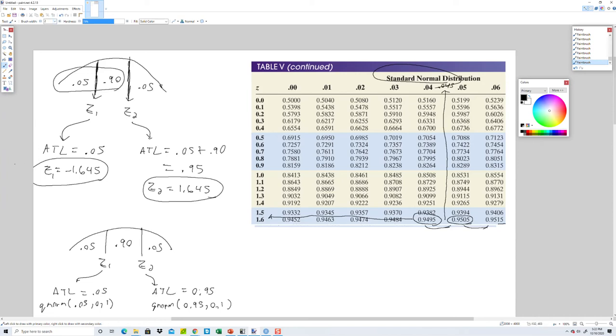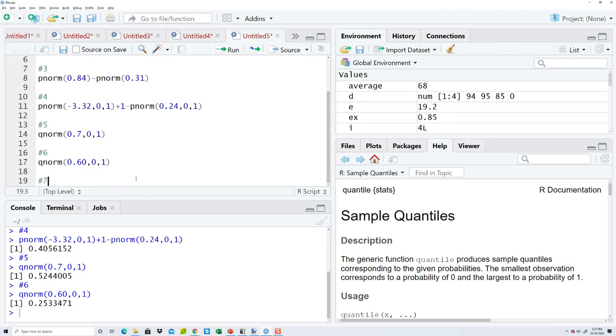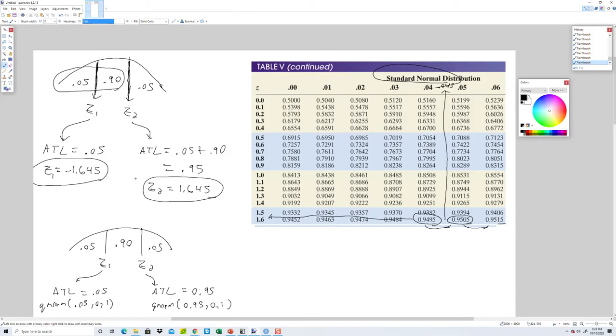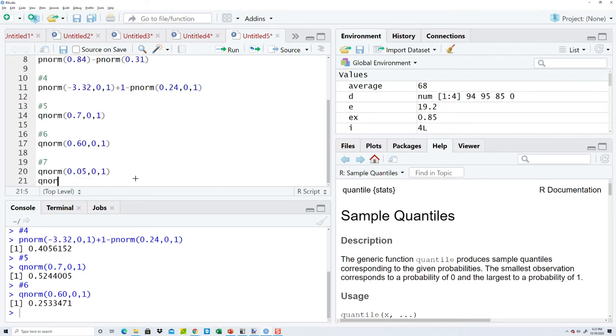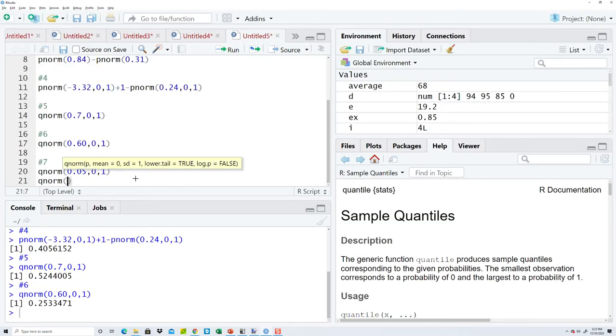Okay, so let me come over to R. And qnorm 0.05. And 0.95. By the way, you'll see that there's a lower tail option.